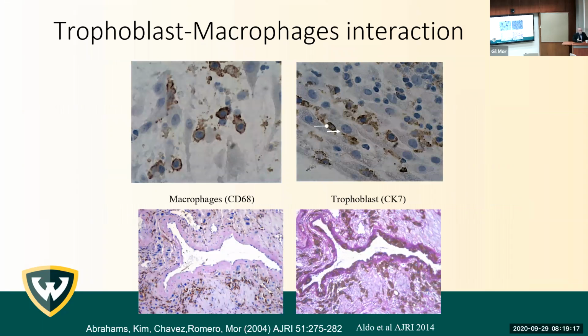When we look at the presence of decidual macrophages, it's fascinating to see the physical relationship that these macrophages have with the trophoblast. In these figures, the brown is the macrophages, and these blue cells are the trophoblast. And you can see how close and interacting the trophoblast and the macrophages are.